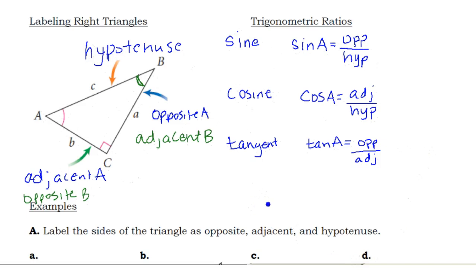Now, we have a shortcut to help us remember these ratios. The sine is the opposite divided by the hypotenuse. So remember S-O-H. S for sine, O for opposite, H for hypotenuse. The cosine is the adjacent divided by the hypotenuse. C for cosine, A for adjacent, H for hypotenuse. And then the tangent is the opposite divided by the adjacent. T for tangent, O for opposite, A for adjacent. So, SOH CAH TOA.